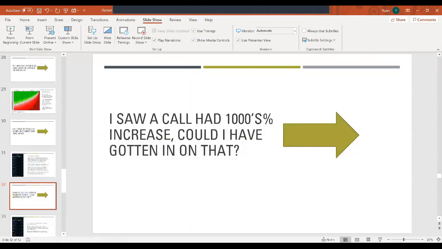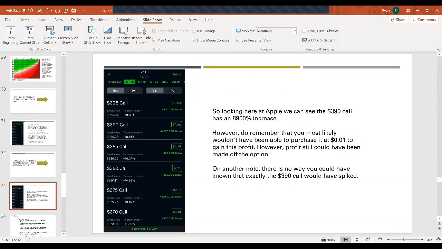So I saw some stocks have thousands of percent increase. Could I have gotten in on that? Yes and no. You see here with Apple, this 390 call had 8,900%. Well, it's most likely that you wouldn't have been able to buy that at a cent. Like I said, when you bought it, it probably would have gone up to about 40 cents. And you wouldn't have known that exactly this 390 call would have spiked. It's more realistic that you might have chosen one of these. But even if you chose this one, you probably would have made about 100%, 200% gain. You wouldn't have made the full 8,900%. That means that it was worthless before. It was a cent and it went up 89 cents, so that's 8,900% change.